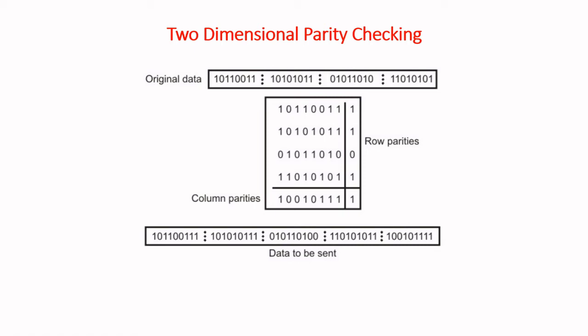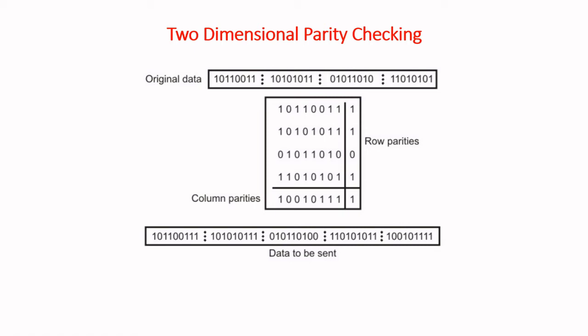Original data is shown. There are 4 data words. First is 10110011, and after that 10101011. Third is 01011010, and the last is 11010101. So when we have to apply the two-dimensional parity checking, we arrange this data one after another.